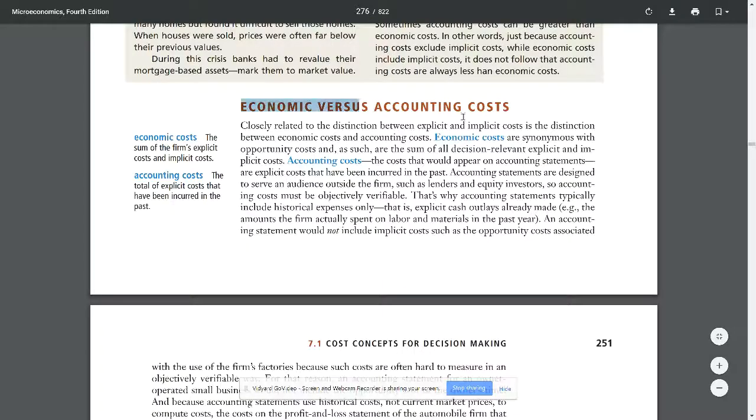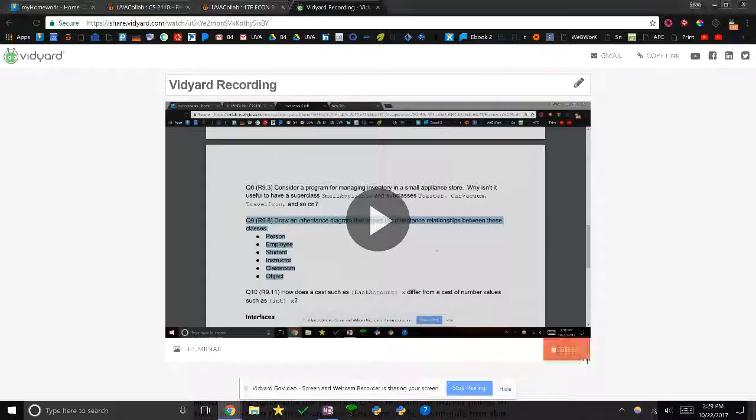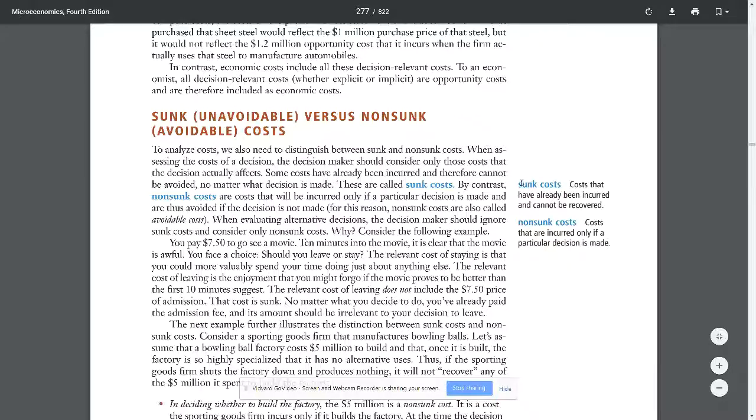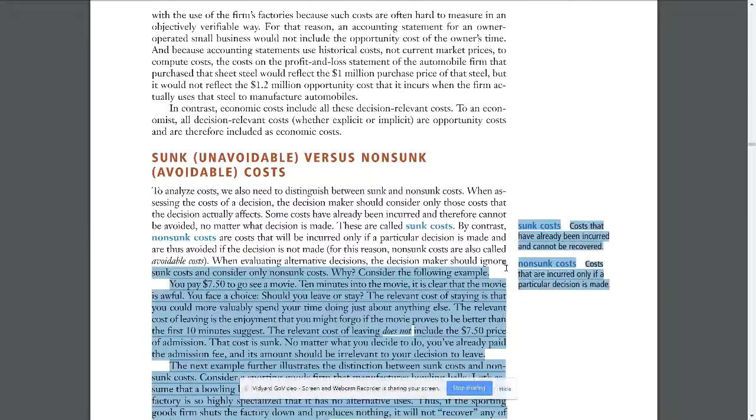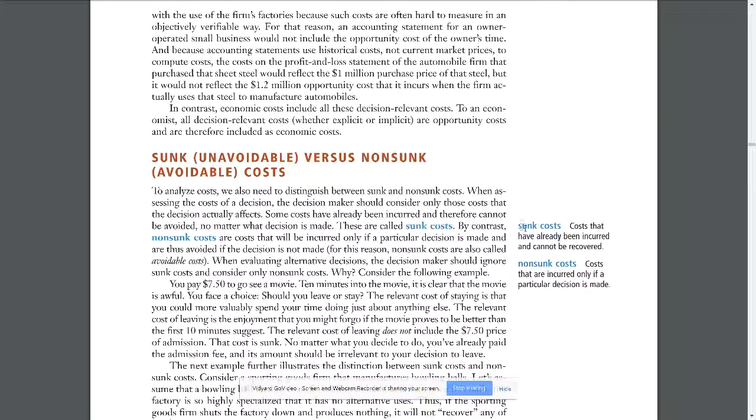Then we have economic versus accounting costs, and economic costs are the sum of the explicit and implicit costs, and accounting costs are just those explicit costs. Then we have sunk costs and non-sunk costs. Remember, sunk costs is like if you're going to see a movie and you already paid the $7.50 say to get in, and you decide you want to leave, but you're like, oh, but I paid $7.50, but you already paid it regardless, so it's a sunk cost. So non-sunk costs do change if a decision is made, and sunk costs do not change whatever decision you make.